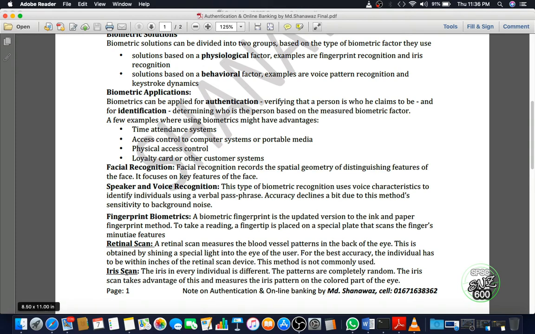And then the next one is the iris scan. The iris is different in everyone. The patterns are completely random. The iris scan takes advantage of this and measures the iris pattern on the colored part of the eye. Previously it stores the information in a secure database and matches it with the day-by-day input data, and if it is correct, they get the access. So here we are complete with the biometric solution.